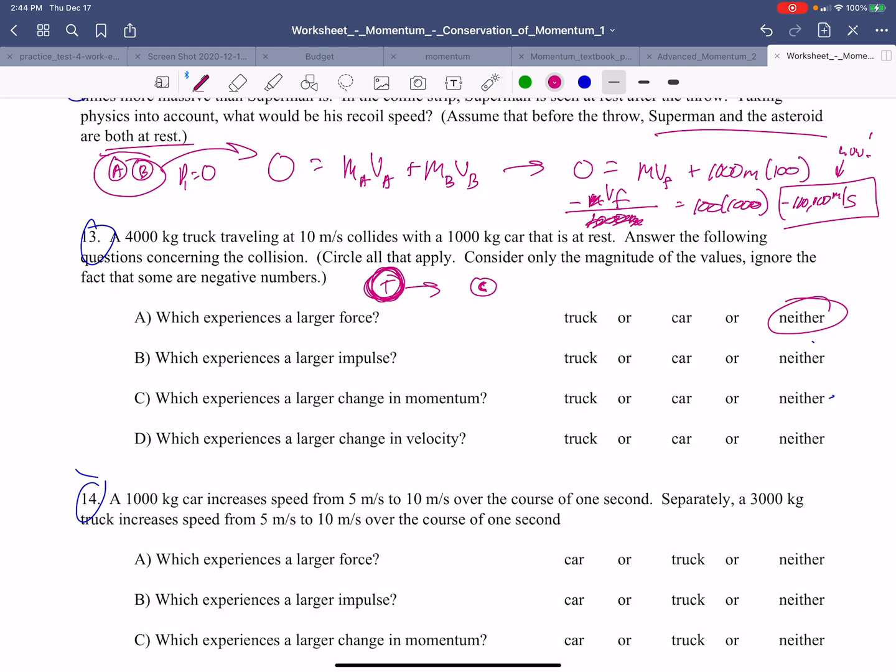Which has a larger impulse? Impulse is Ft. We've already said that the force is the same. If two things collide, their contact time has to be the same too, right? It's not like one object is going to collide longer than the other object. They have to have the same collision time. So it's the same F, the same t, and they have the same impulse. By definition, impulse is a change in momentum, so they have the same change in momentum.